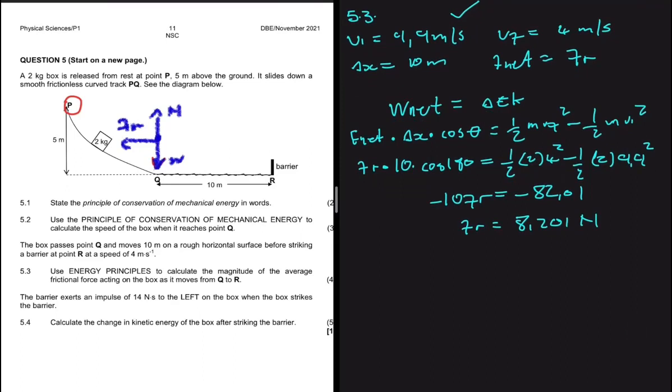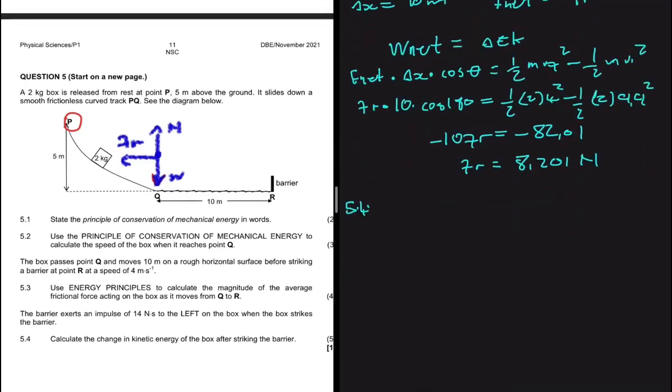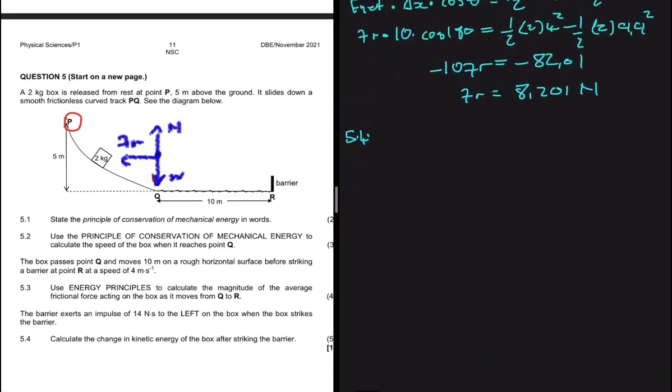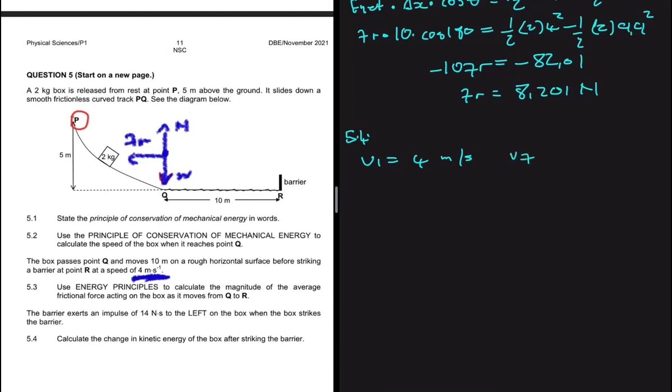Right, so that is 5.3. Let's move to 5.4. If there's any questions, there's any ambiguity, you gotta let me know in the comments. So 5.4, the barrier exerts an impulse of 14 newton seconds to the left on the box when the box strikes the barrier. Calculate the change in kinetic energy of the box after striking the barrier. Right, so if we need the change, we need some VF and VI, right? So VI is the velocity at which the box strikes the barrier, right? It strikes the barrier at a velocity of 4 meters per second. We have that in 5.3, right? It's right here. So we need VF, the velocity immediately after striking the barrier, right?